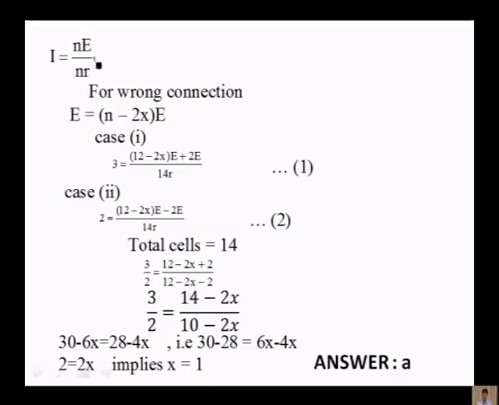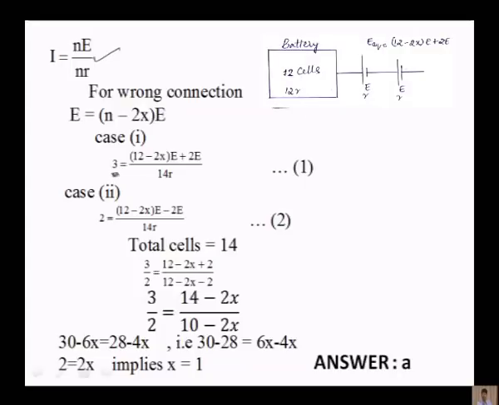By taking the help of the first equation, in the first case the current is 3 ampere. The total number of cells to form a battery, see this is a battery, formed by 12 cells. These two are the wrongly connected cells into E. For this combination, 2 more identical cells, E and E, are connected in series. Therefore, the effective EMF is equal to 2E. Total 12 plus 2 cells, how much internal resistance? This is 12r, this is 2r, total it is becoming 14r. This is equation number 1.